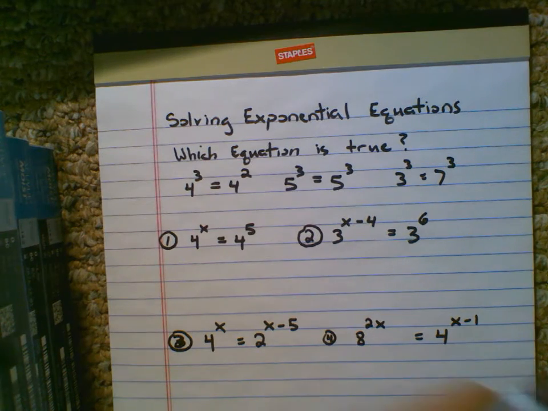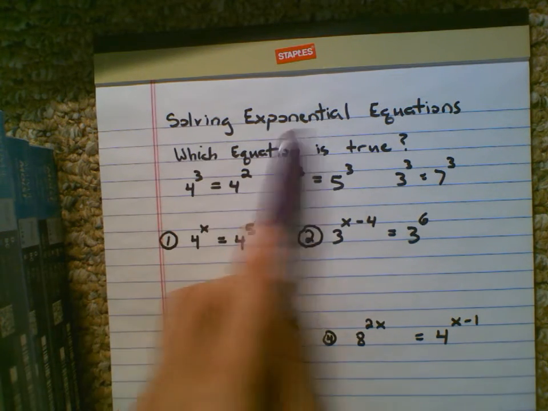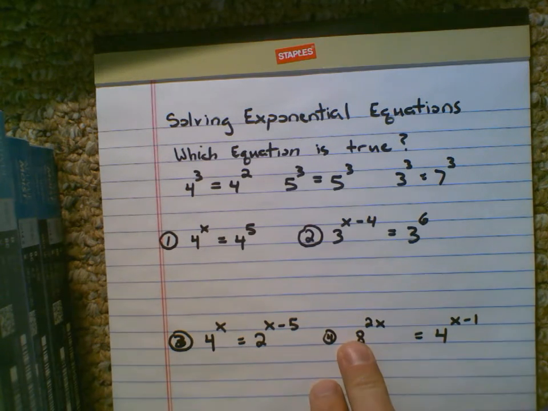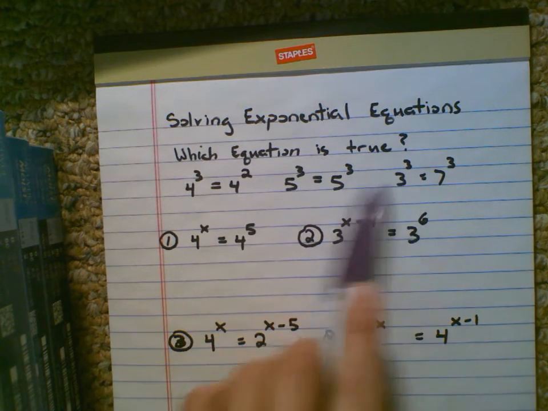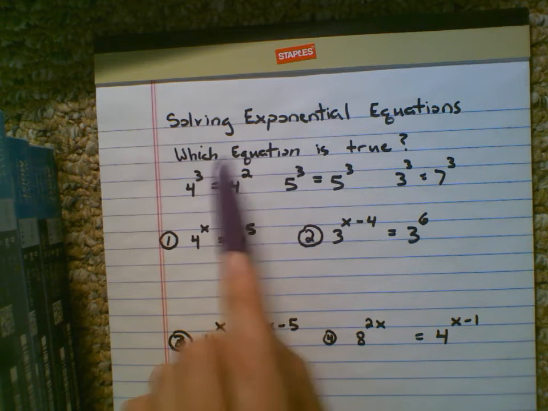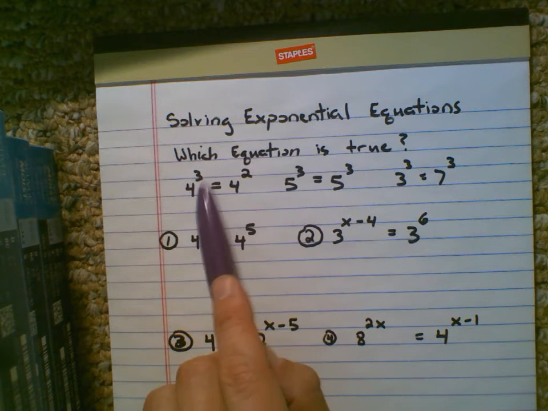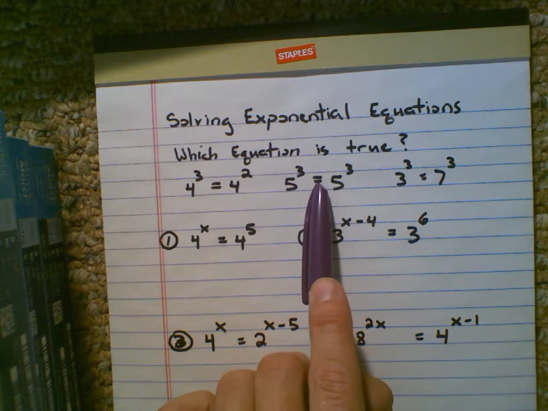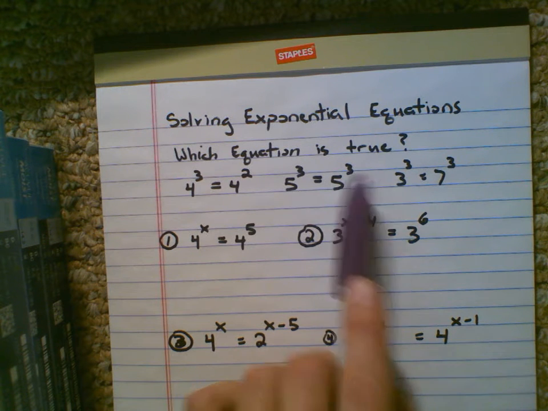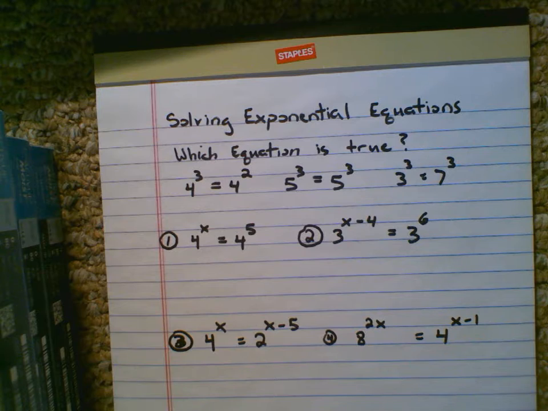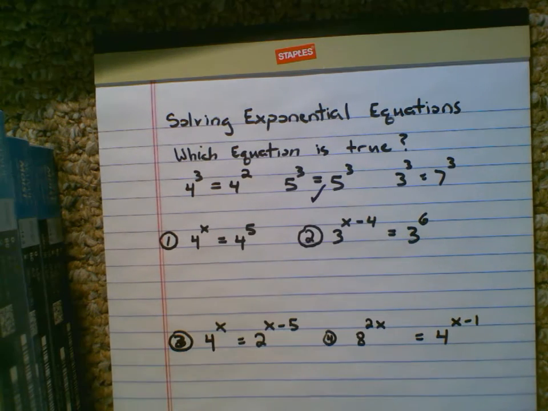In this video, I'm going to discuss solving exponential equations. Now, before we jump into some examples, we're going to look at this first question here to get the general idea of what we're looking for. So it asks us which equation is true. Does 4 to the third equal 4 squared? Does 5 to the third power equal 5 to the third power? Or does 3 to the third equal 7 to the third? Well, hopefully we can quickly see that it's the one in the middle that's correct.